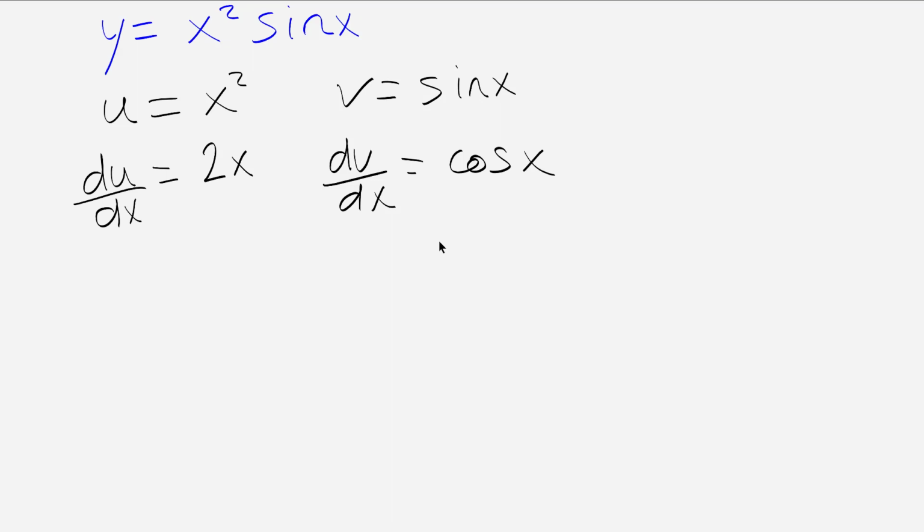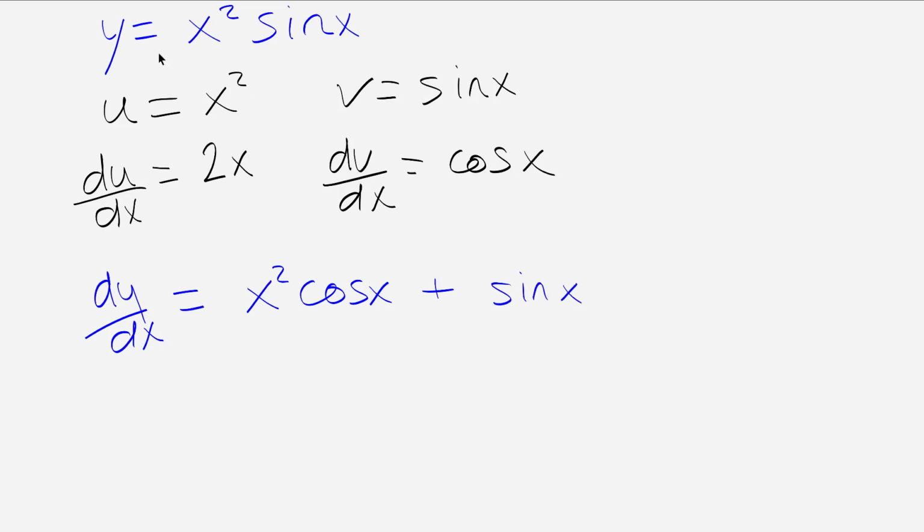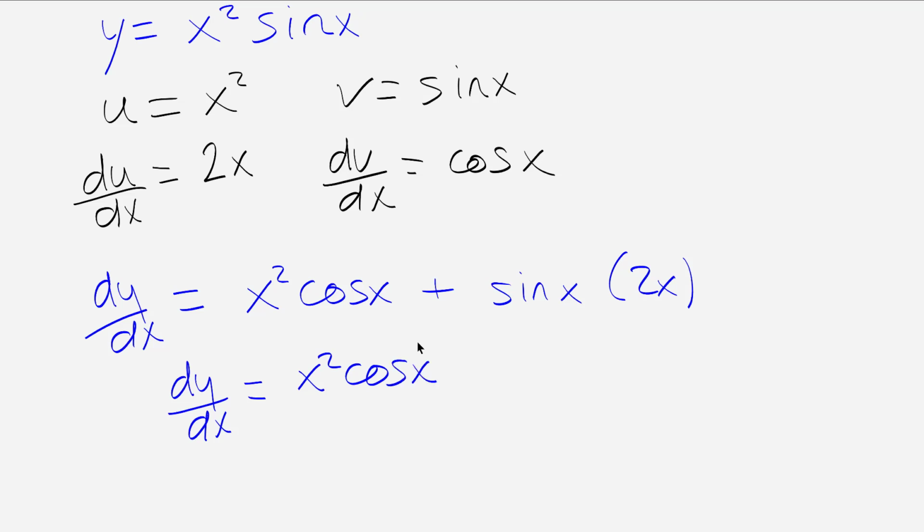So to get our dy/dx, it's going to be u times dv/dx, that's x squared times cos x, plus v times du/dx, plus sine x times 2x. Then we can tidy this particular term up. Usually you put the algebraic before the trigonometric. So tidying this up, dy/dx in this case is x squared times cos x plus 2x times sine x. And that is how you use the product rule.